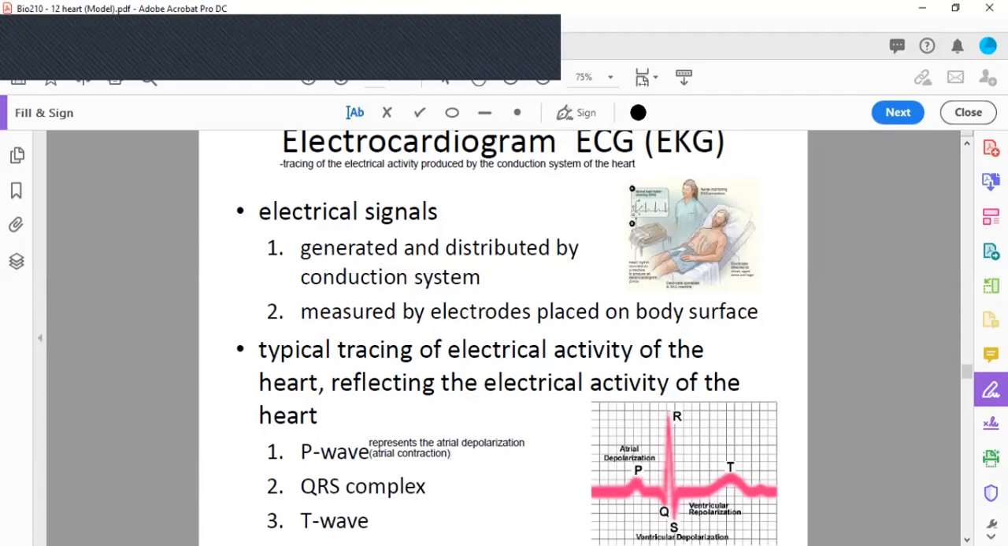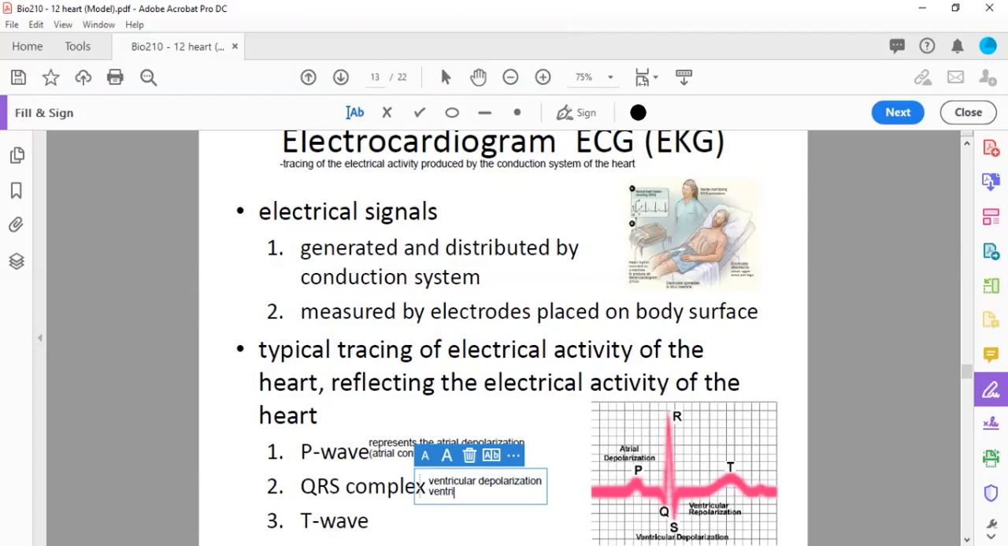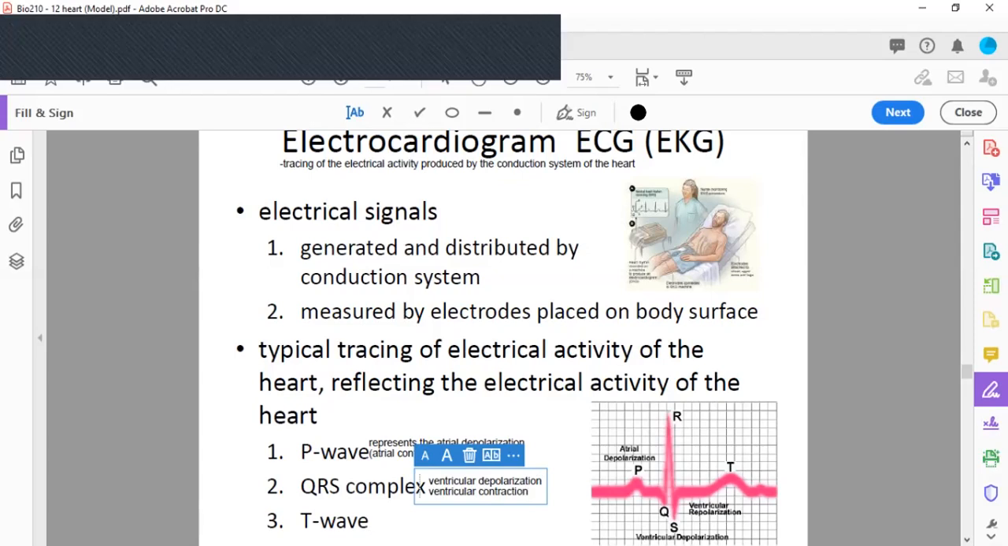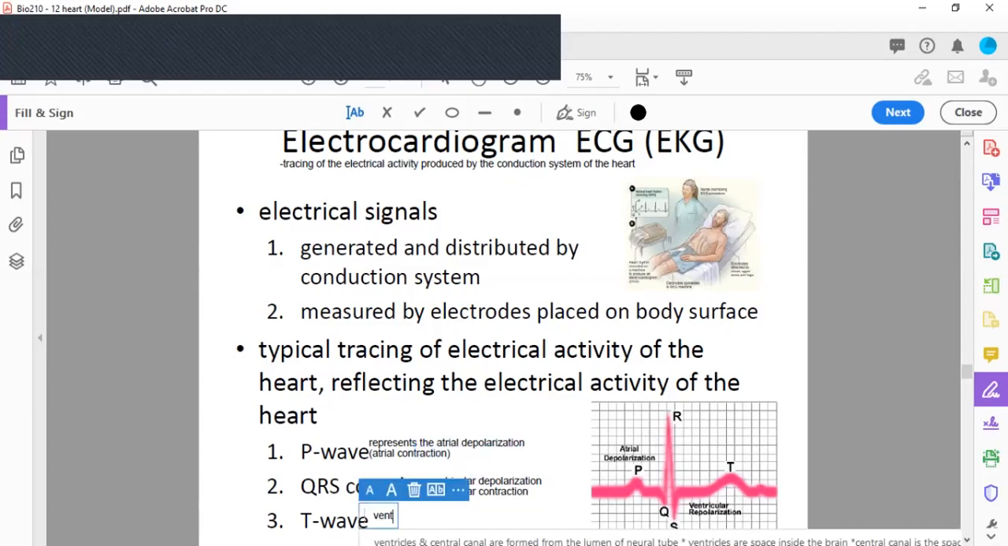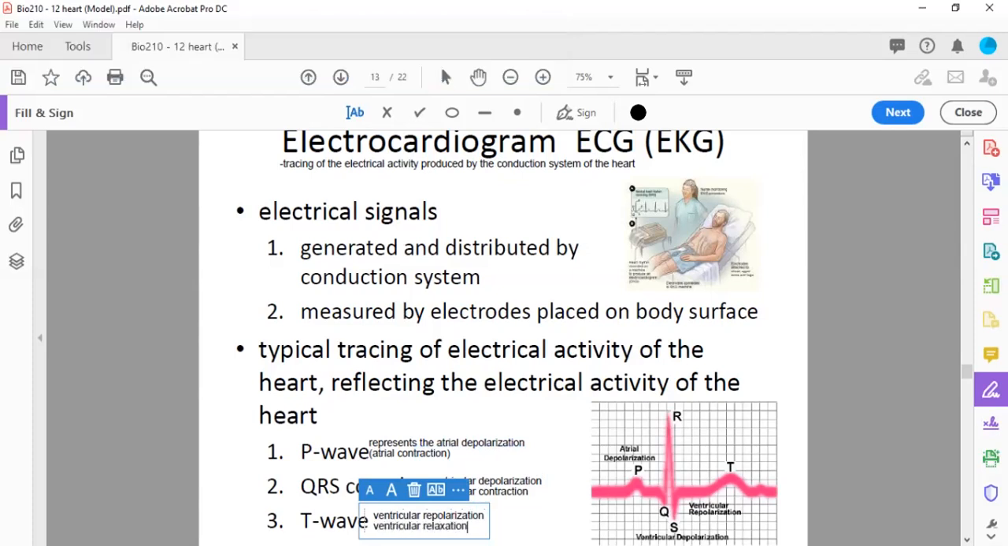The QRS, what does the QRS represent? The QRS represents what's known as ventricular depolarization, which accompanies what's known as ventricular contraction. And the T wave represents what's known as ventricular repolarization, which accompanies ventricular relaxation.